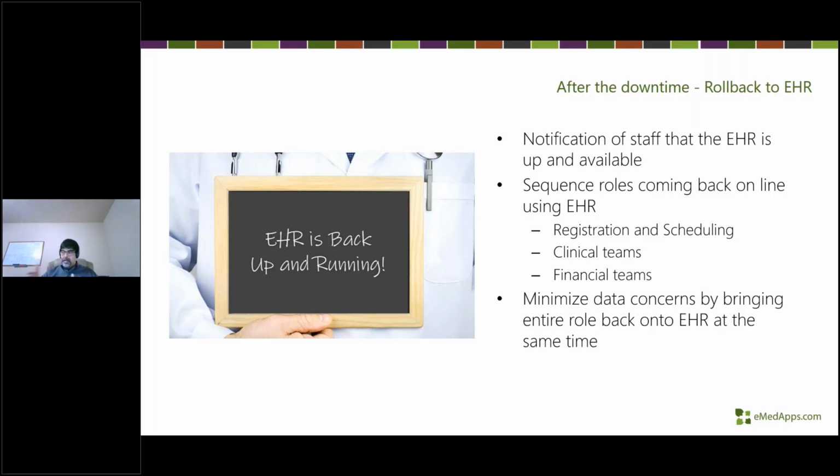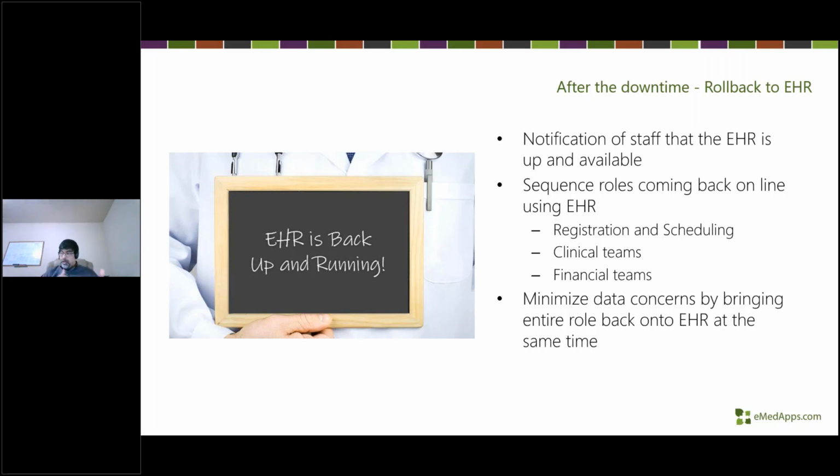The reason you want to think about doing this is you want to minimize data loss concerns by bringing the entire role online at the same time. So you don't have cases where the nurse is doing the intake using the EHR, but your provider is still using the downtime system and is unable to see that intake information that was done by the nurse, right? So you want to make sure that entire role is accessing either the downtime system or my EHR and not sort of splitting duty between the two.